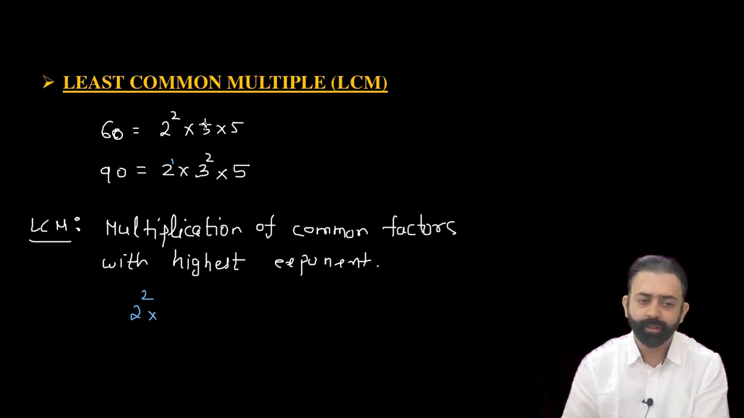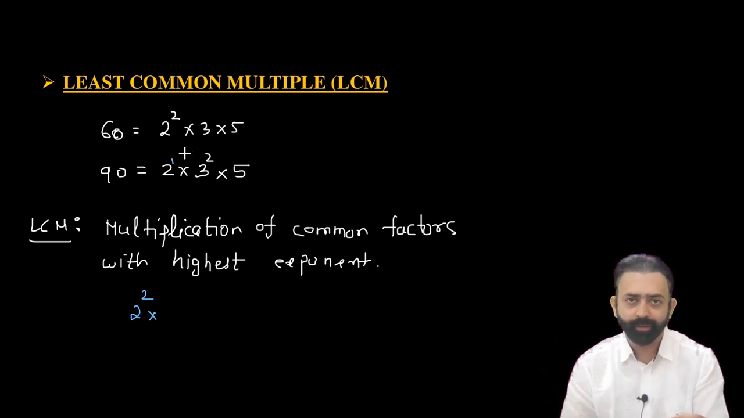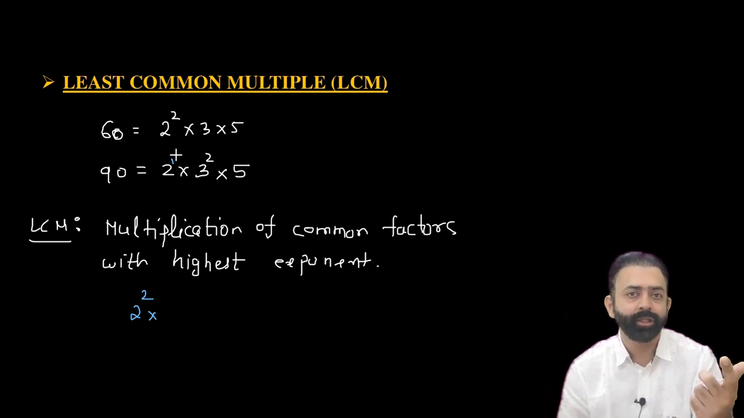And then the next factor is 3. Its highest exponent is 3 square. First we will find the common prime factors, which is 3 in this case, and then we will look for the highest exponent. So 3 raised to power 1 is here, 3 raised to power 2 is here, so we will choose 3 raised to power 2.